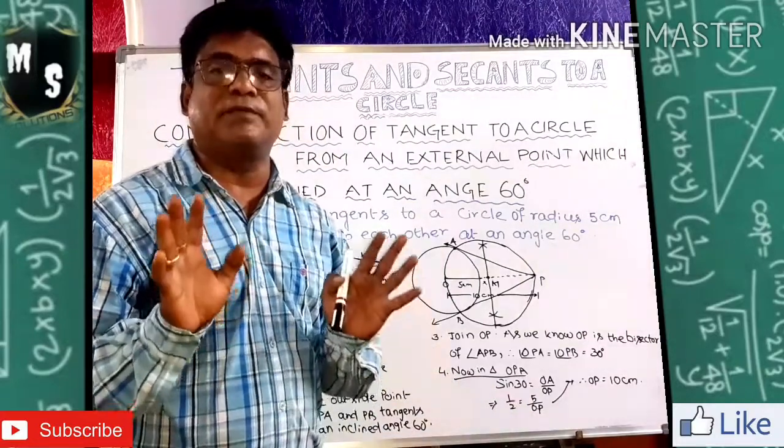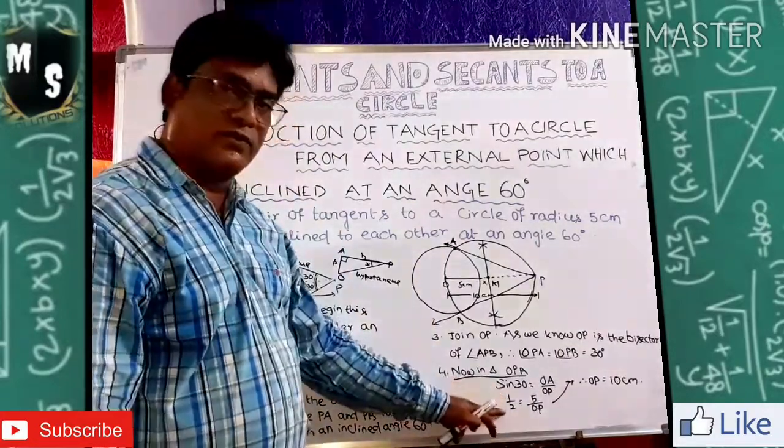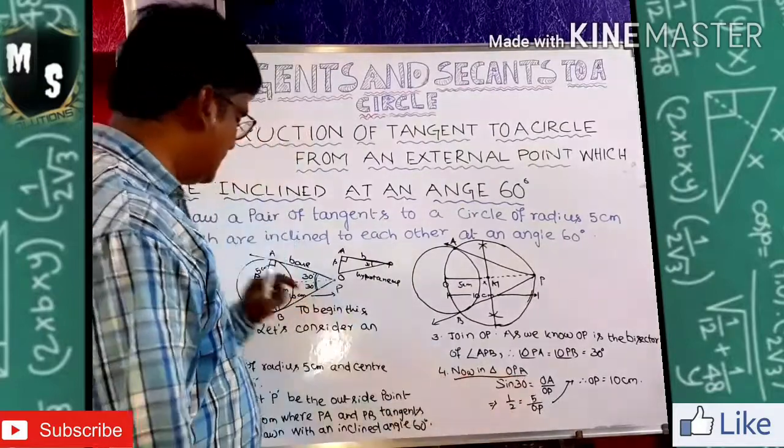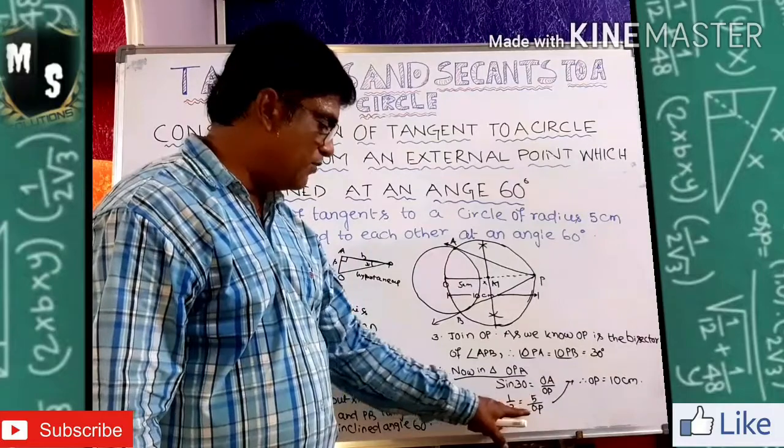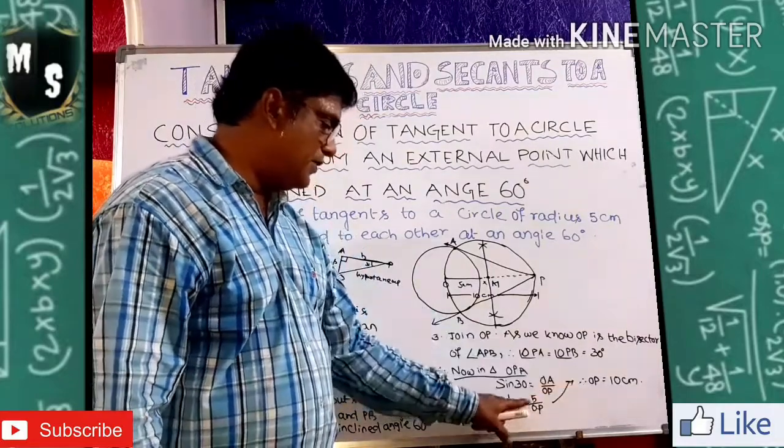Just right now you just remember this. Sine 30 is 1 by 2. 1 by 2 is equal to OA by OP. OA is given, OA is 5 cm. So 5 by OP. Then cross multiply: OP into 1 is OP, 5 into 2 is 10.